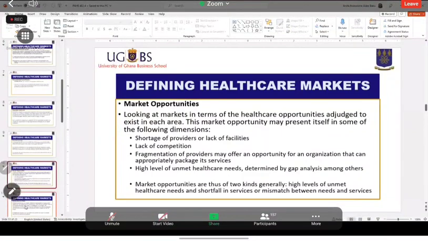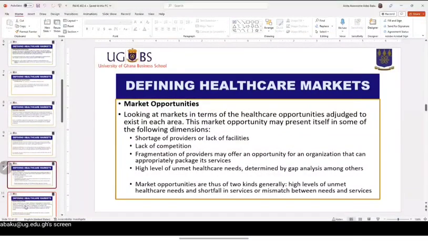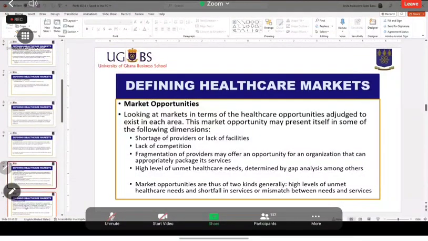Then you can also define your market based on market opportunities that are available. So if you can identify a community or an area or a population segment that is not served, you can take advantage of that to provide services for them. So you could look at areas where there is a shortage of providers or lack of facilities, or you can say that you don't want competition, and so you go to an area where there aren't a lot of providers. You can also take advantage of the fragmentation of providers to try to have every service in your facility.